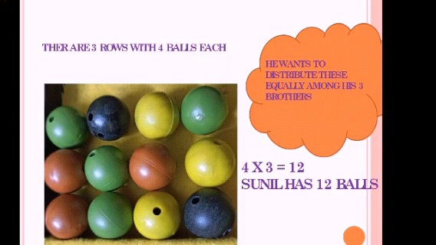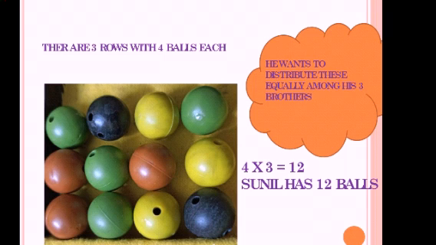Now look here in this picture. As I told you, we will learn about division facts. But students, as we normally say, in order to do division, you first have to learn about the tables. Now, tables means multiplication. Look here. In this picture, it is said there are 3 rows with 4 balls each. How many rows are there? 3 rows. In each row, how many balls are there?